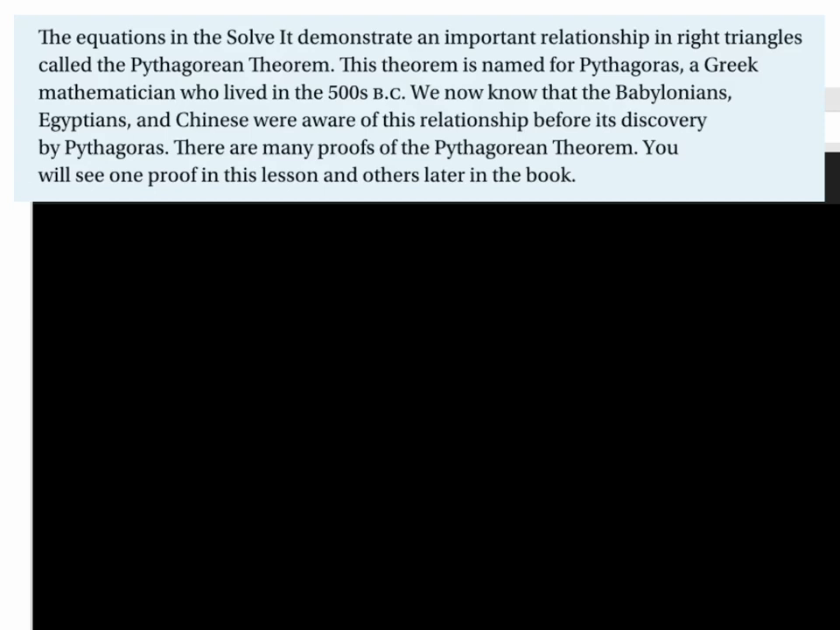Best I can tell, this is a kid's science demonstration, but here you go. You can see that the two sides of this triangle, when you square the lengths of the sides and take the areas and combine them, you get exactly the square of the hypotenuse. This side squared plus this side squared equals this side squared.